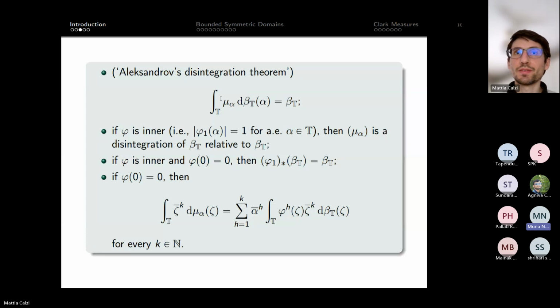What is the definition of inner function here? Inner function. Okay.